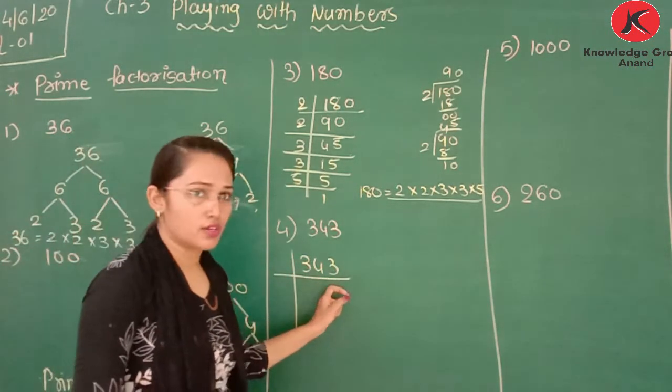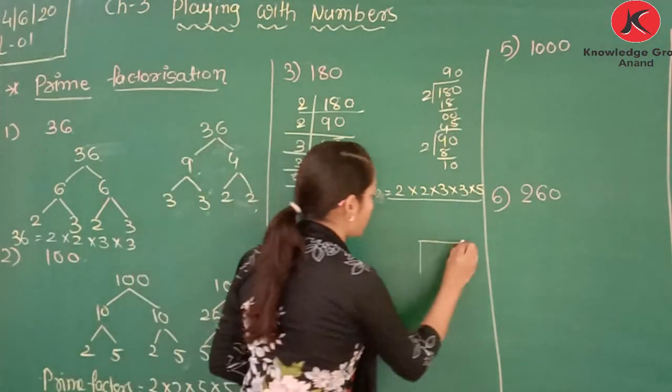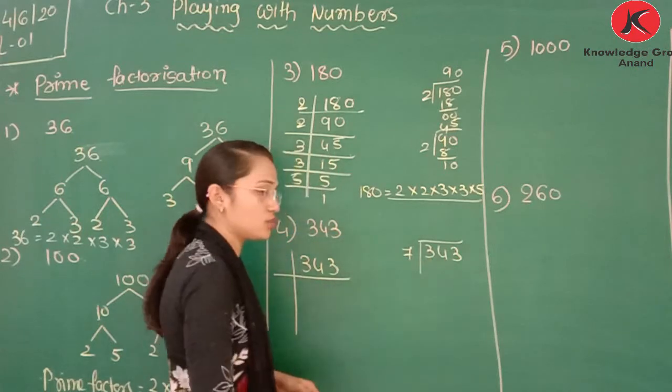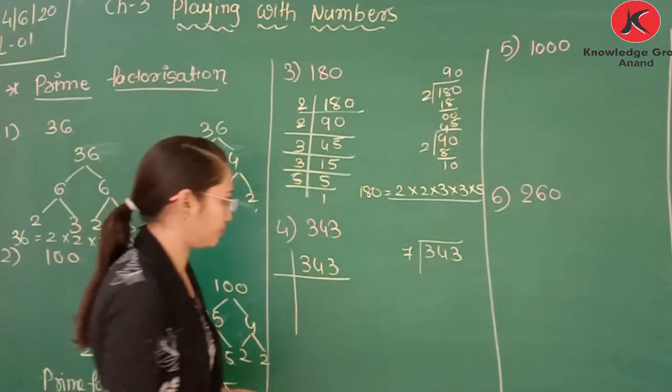Now check it with 7. To know whether it is divisible by 7 or not, you need to divide 343 by 7.